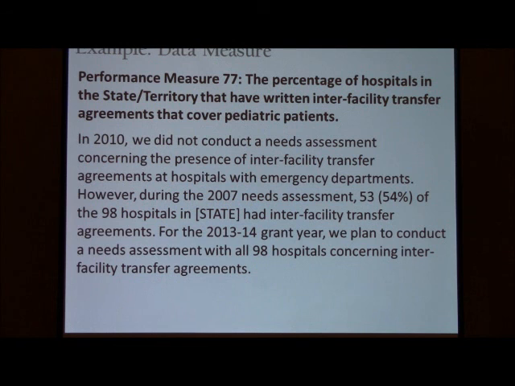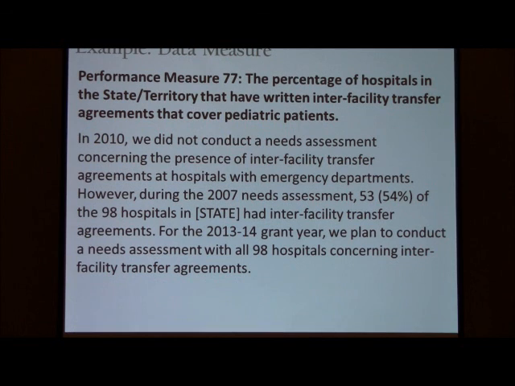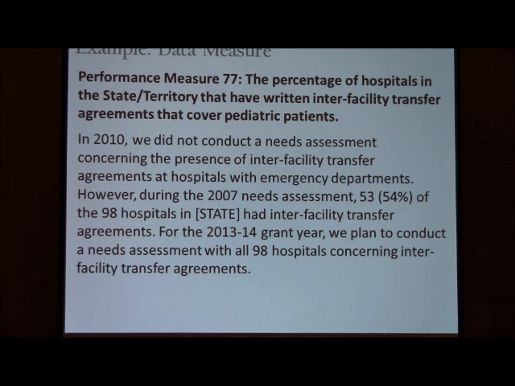Here's an example I want to provide you with. Here's a needs assessment section that you could possibly write, and this one's for performance measure 77, which is the percentage of hospitals in the state/territory that have written care facility transfer agreements that cover pediatric patients. So that's part of the outline: I listed the performance measure along with the definition of the measure, and then the following paragraph would be my addressment of that in the needs assessment section. In 2010, we did not conduct a needs assessment concerning the presence of interfacility transfer agreements at hospitals with emergency departments. However, during the 2007 needs assessment, 54% of the 98 hospitals in the state had interfacility transfer agreements. For the 2013-14 grant year, we plan to conduct a needs assessment, or you could say a reassessment, with all 98 hospitals concerning interfacility transfer agreements.